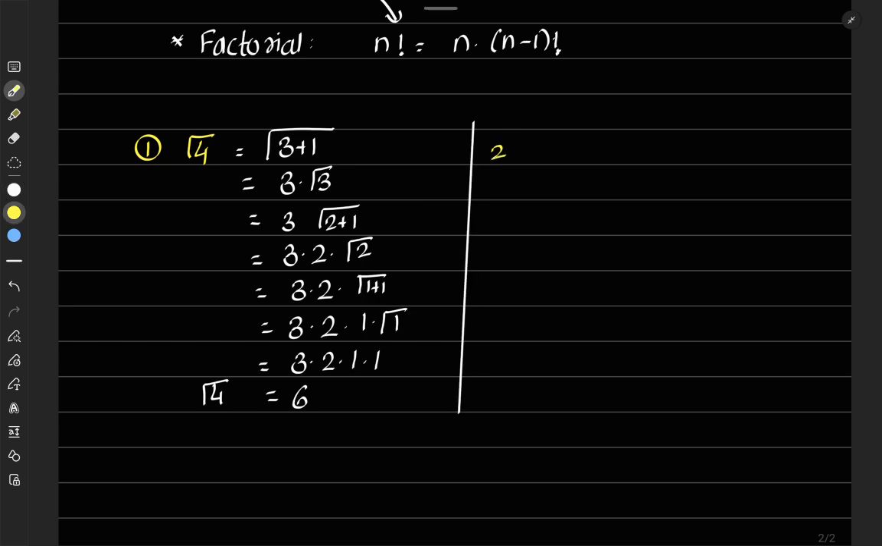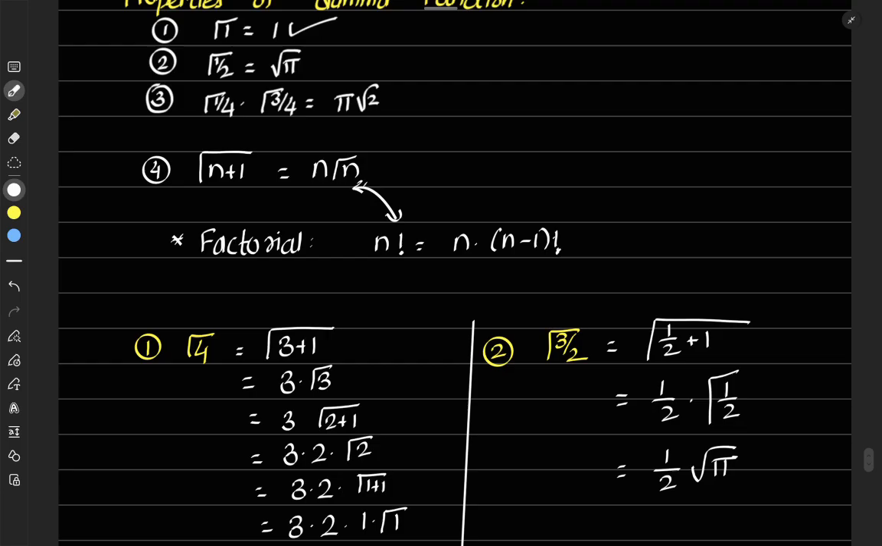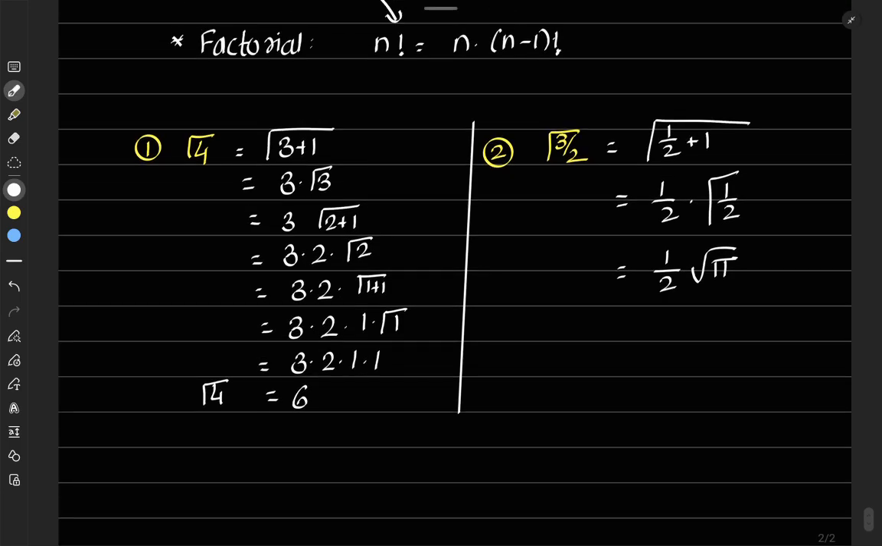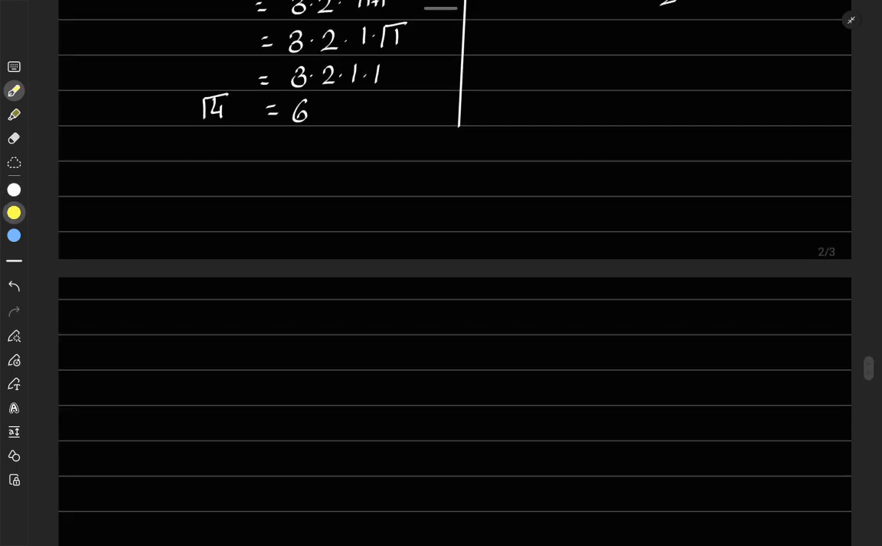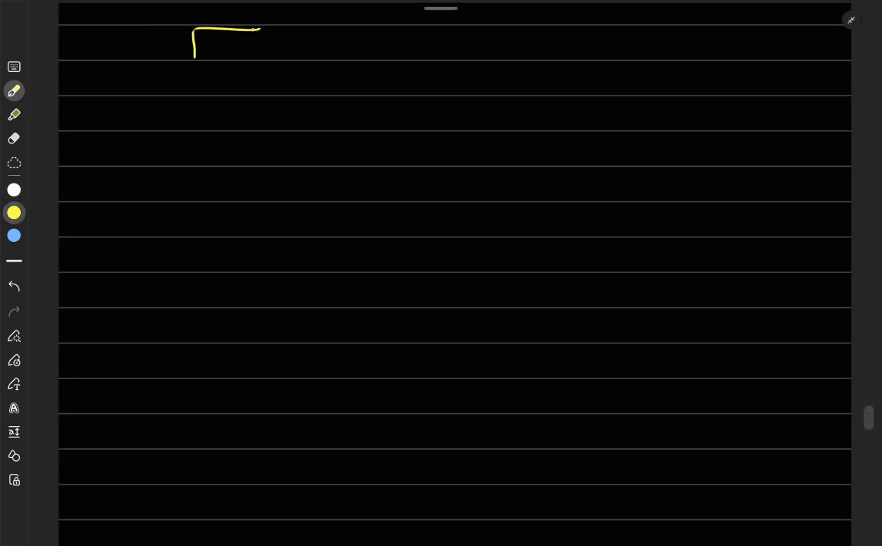Similarly, we can evaluate the gamma value at, say, 3 by 2. To evaluate this value, we write 3 by 2 as 1 by 2 plus 1. So this will be half into gamma half, which will be 1 by 2 into root pi, because gamma of half is root pi. In this way we can evaluate the gamma values on the positive side. We will use this formula. Remember, this was the formula that we used to evaluate our gamma values. I will just rewrite this formula in this fashion.